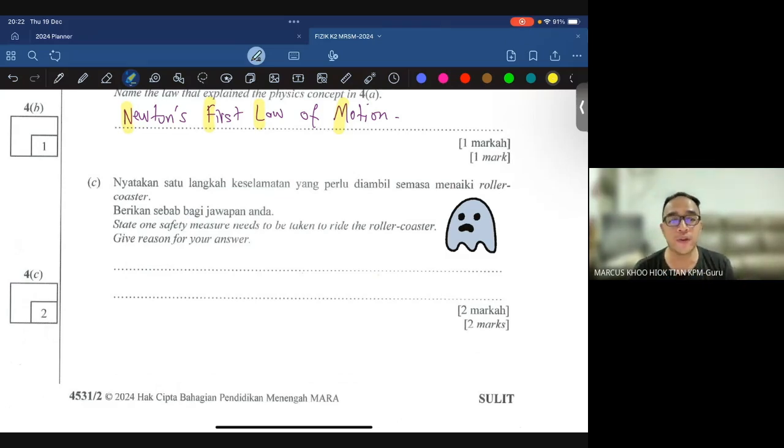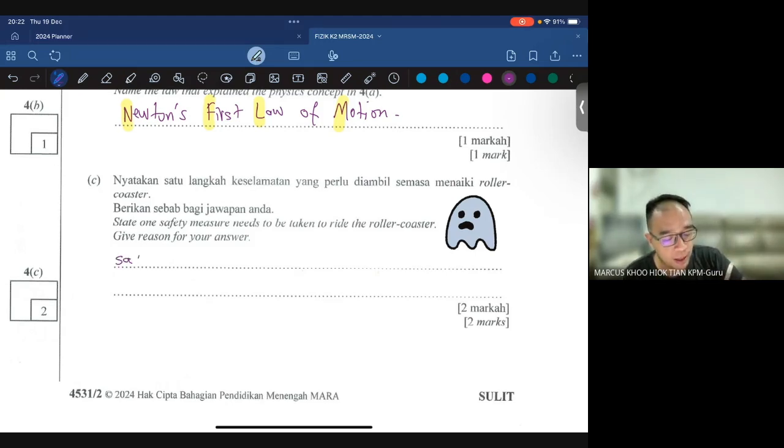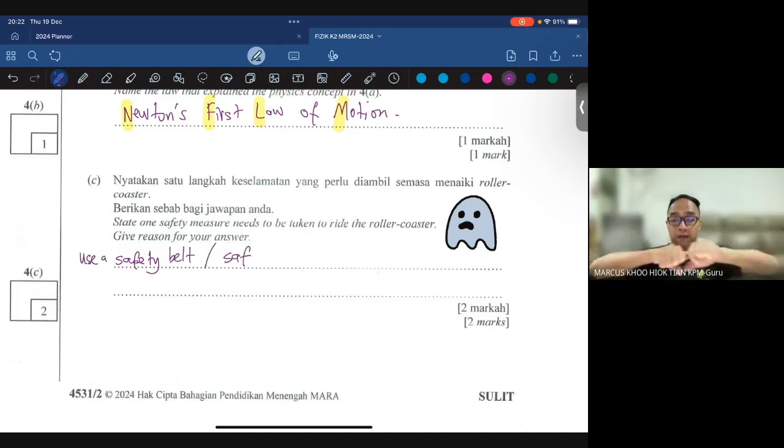Of course, when I was reviewing this paper, it's such a weird question. State one safety measure that needs to be taken to ride the roller coaster. The safety measure is easy. The two most famous safety measures, anybody who's been on a roller coaster knows this: you can use a safety belt, or usually they have a bar, right? A safety bar.